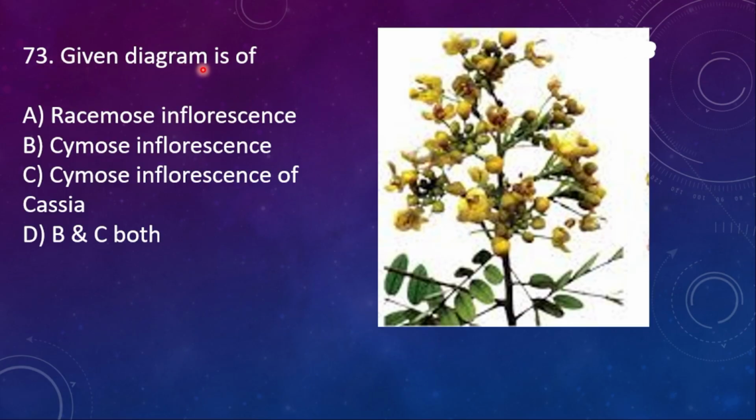73. The given diagram is of A, racemose inflorescence, B, cymose inflorescence, C, cymose inflorescence of cassia, D, B and C both. See here it is the racemose inflorescence where the stem continues to grow and then the flowers are in acropetal manner.